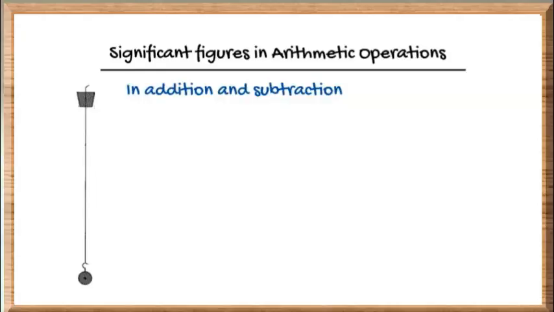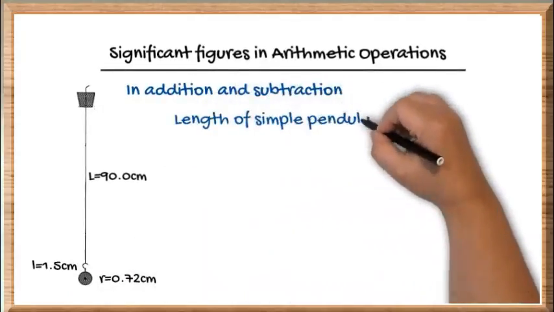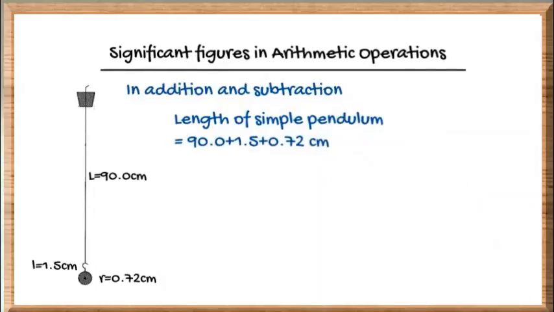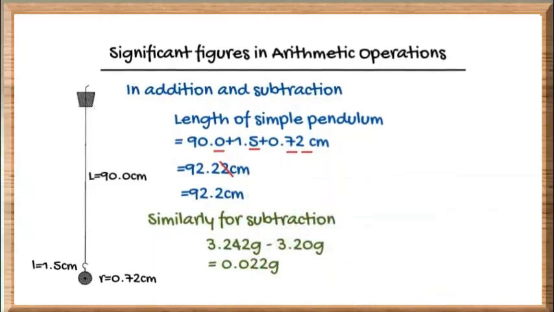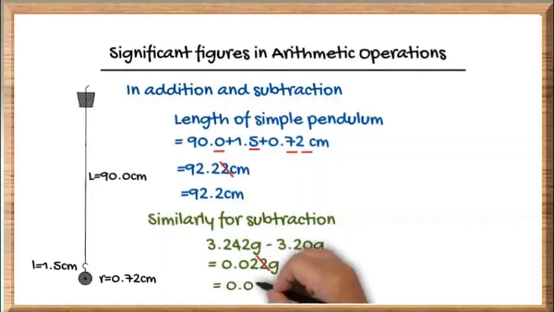For example, the length of the simple pendulum is measured as the length of the thread, hook, and the radius of the bob. In this example, it is coming as 92.22 centimeter. If we check, the minimum decimal place is 1. So your answer should be up to first decimal place and it should be 92.2 centimeter. Similarly, for subtraction, the minimal decimal places are 2. So your answer should be 0.02 gram.